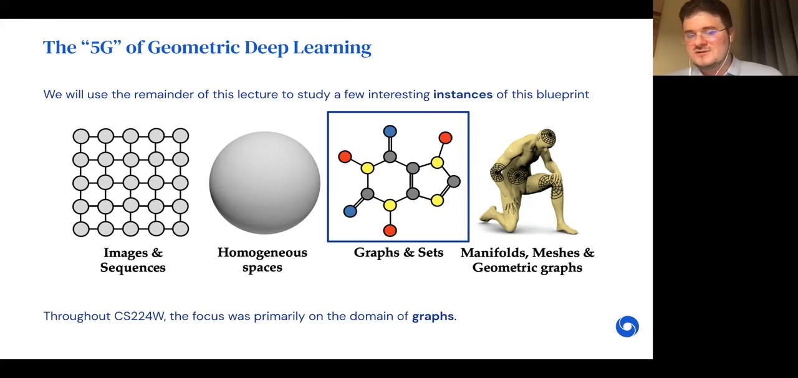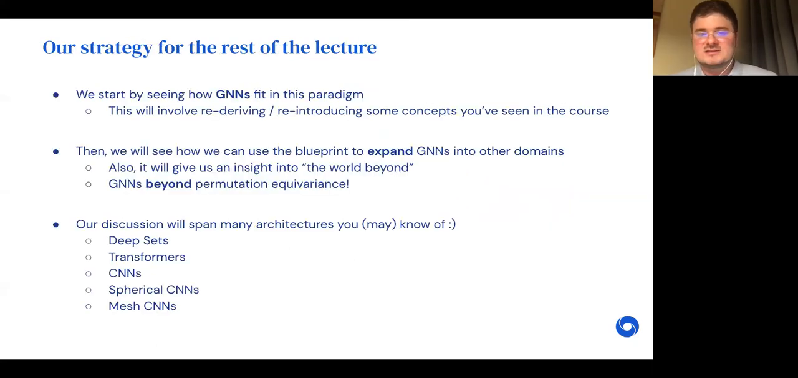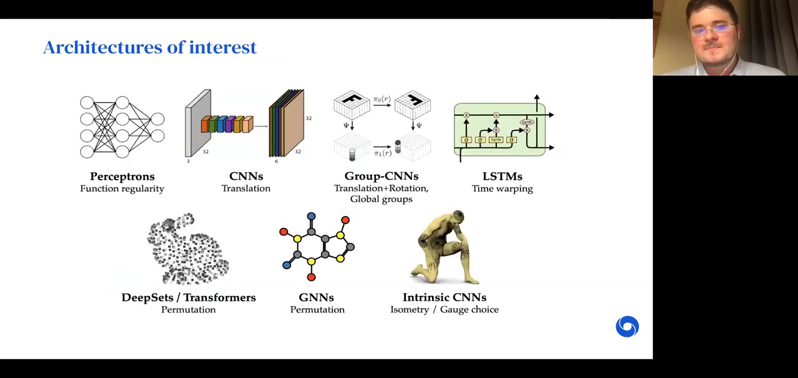And throughout CS224W, the focus that you had was primarily on the domain of graphs. And as a result, this will be how we focus the rest of the lecture. So we'll first see how GNNs specifically fit within this paradigm, which might involve quickly rederiving or reintroducing some things you've already seen in the course. Then we'll see how you can use it to expand GNNs into other domains, and it might give you insight into the world beyond, or how to design GNNs beyond just the simple concept of permutation equivariance. And throughout our discussion, we'll hopefully get enough time to cover many architectures you heard of before, like transformers, CNNs, or even deep sets or spherical CNNs. So these will be the architectures that we will roughly be studying today.